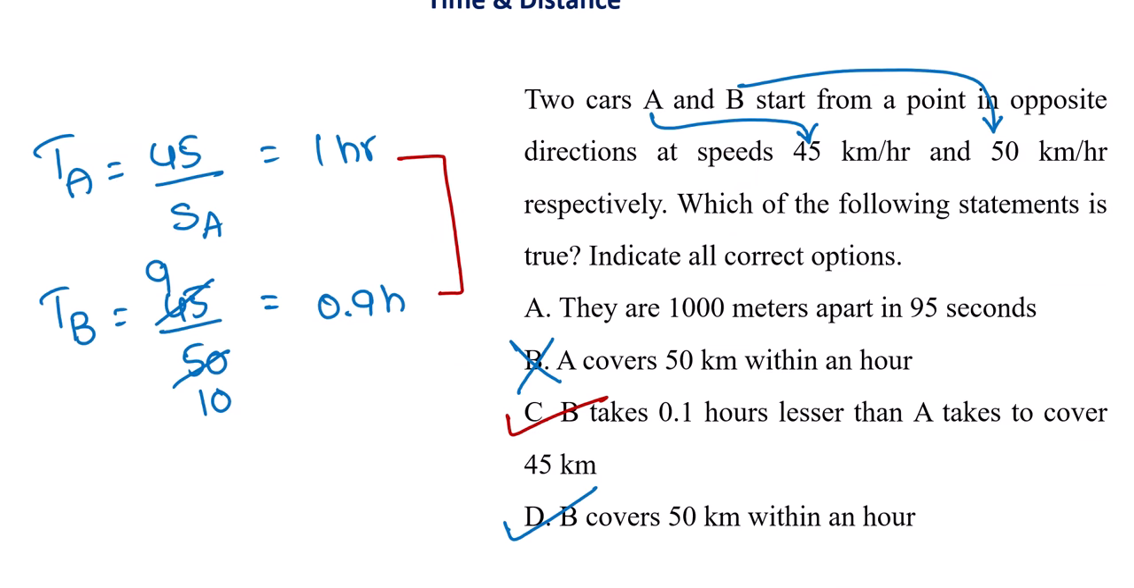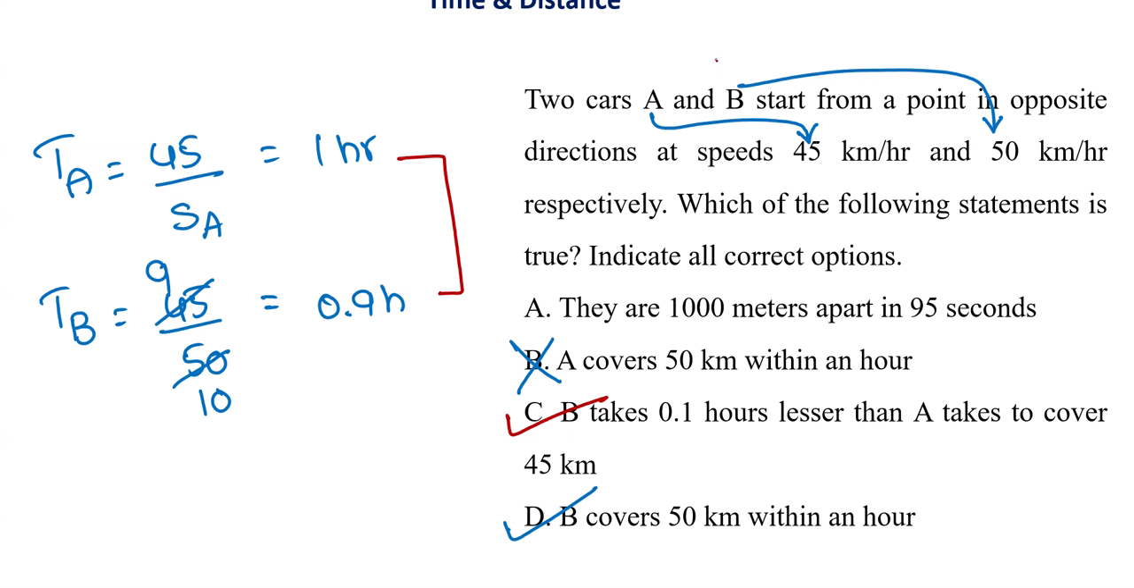Now what about the other question, finally A? They are 1000 meters apart in 95 seconds, after traveling in opposite directions. The question is they are traveling in opposite directions, and they are 1000 meters apart in 95 seconds. You just calculate the distance traveled by A and B.